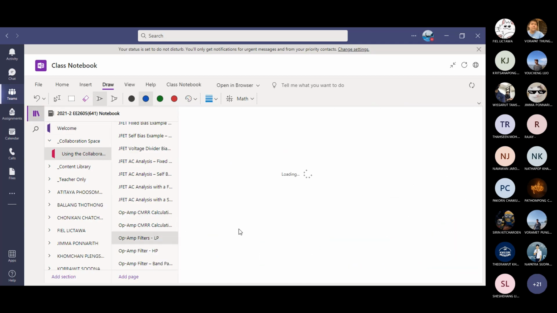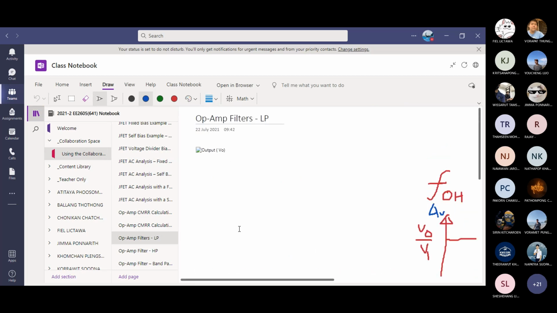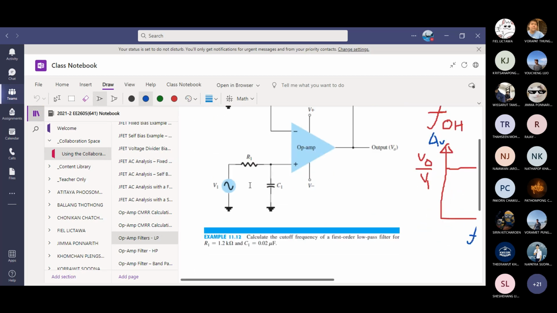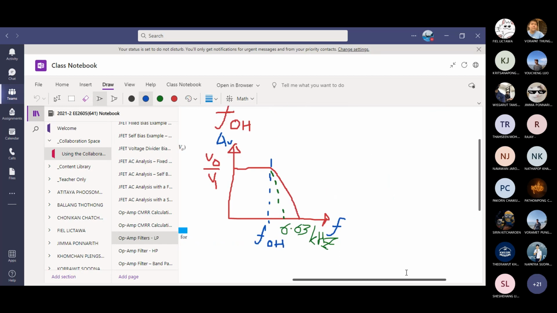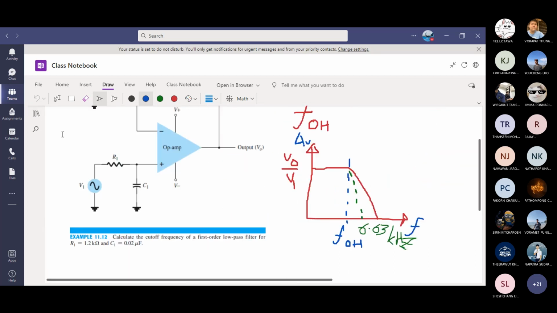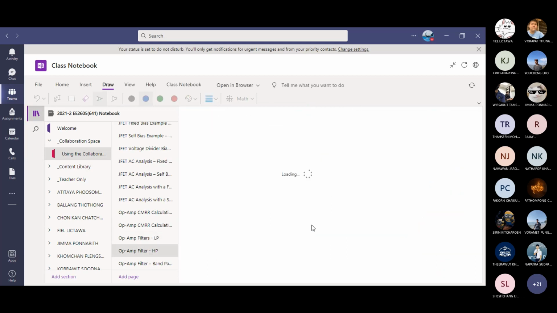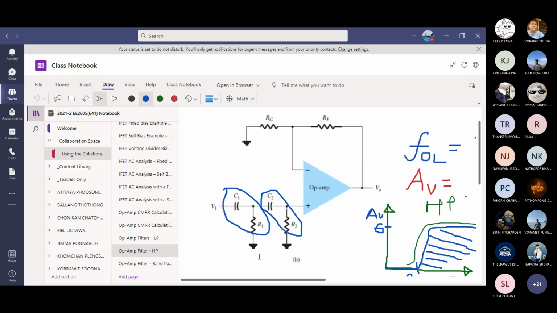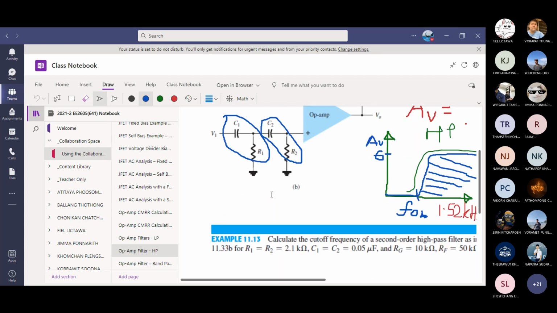We did problems with filters, low pass filter. Calculate the cutoff frequency of the first order low pass filter. So straightforward, 1 over 2 pi R1 C1. R1 and C1 values given. You get 6.63 kilohertz. We did a high pass filter, 1 over 2 pi R1 C1. Typically, if you have multi-stage, the R values and C values are the same. Even for the second stage, the formula remains the same.